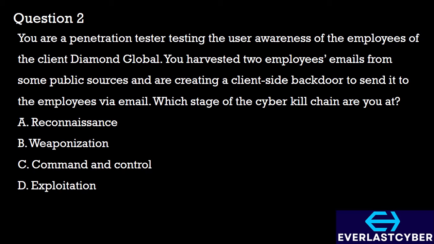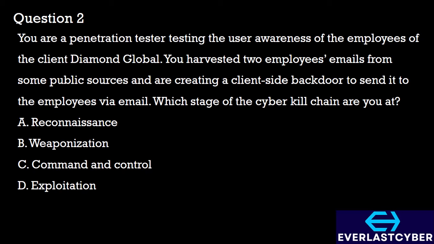Reconnaissance is the first stage where the attacker gathers information about the targets, such as the employee emails, organizational structure, and any other publicly available detail. In the scenario we have here, the penetration tester already harvested the employee emails, so the reconnaissance phase is already complete. In option B, weaponization is the stage where the attacker creates a weaponized payload.